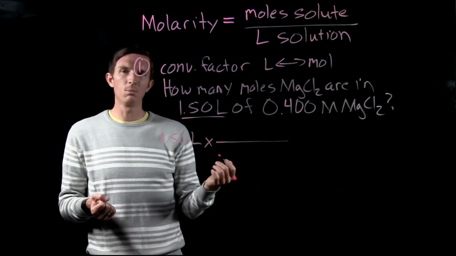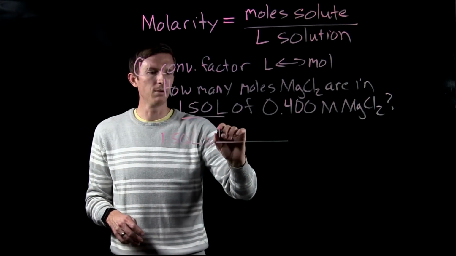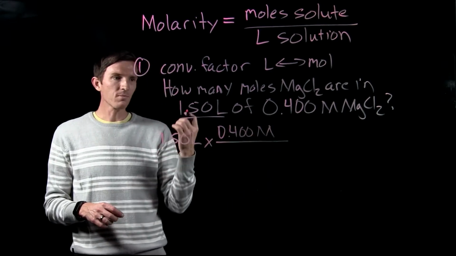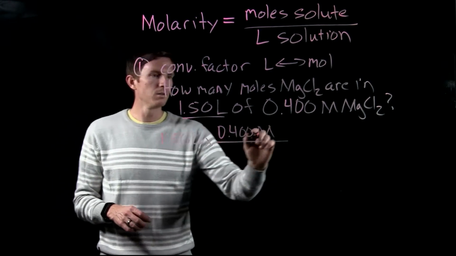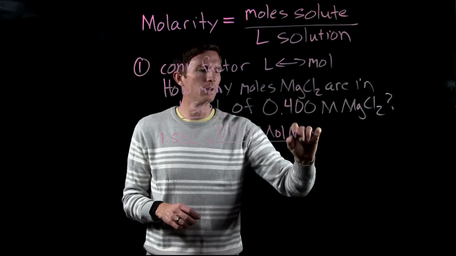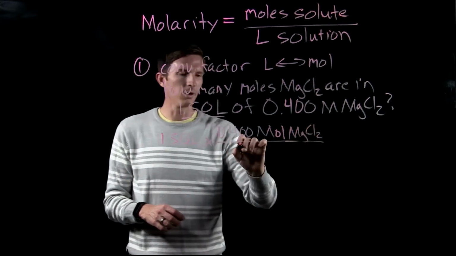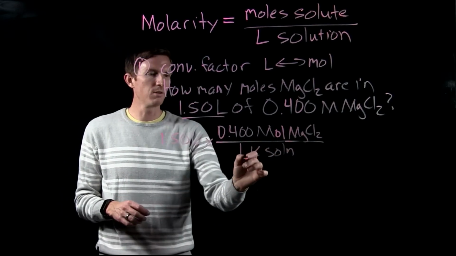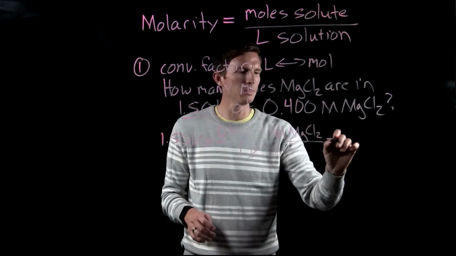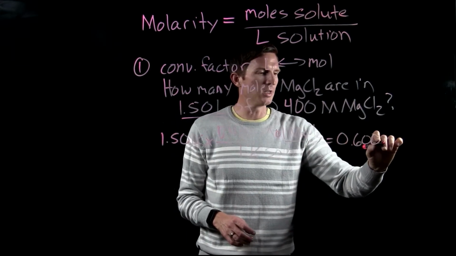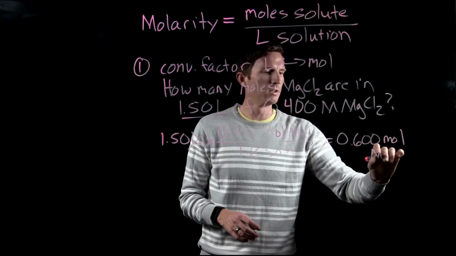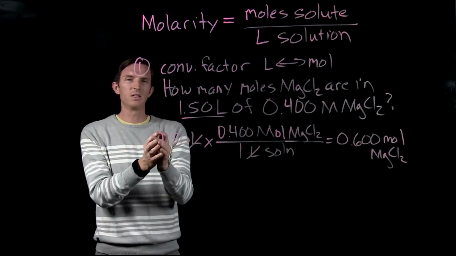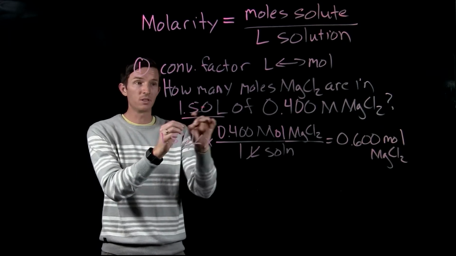Well, we can use our molarity as a conversion factor there. We have 0.4 molarity of our solution, and so that would be 0.4 moles of magnesium chloride per 1 liter of solution. So now we can convert from volume in liters to moles, and we end up getting 0.600 moles of magnesium chloride.